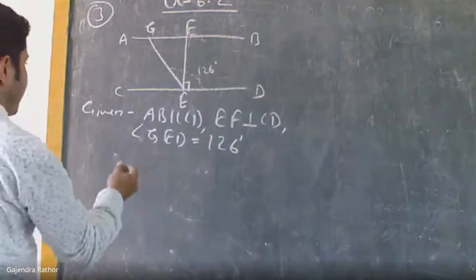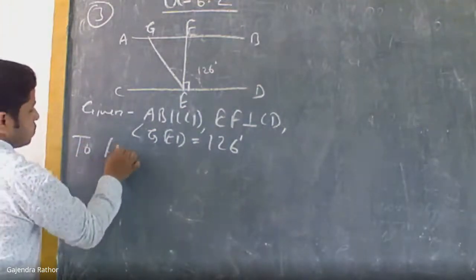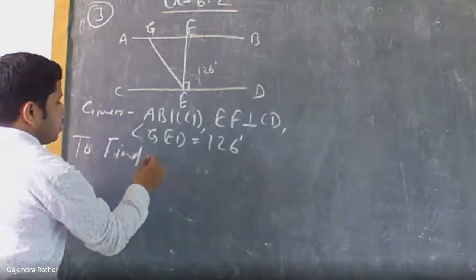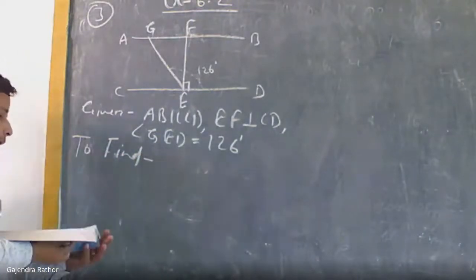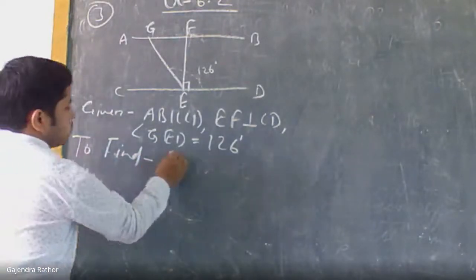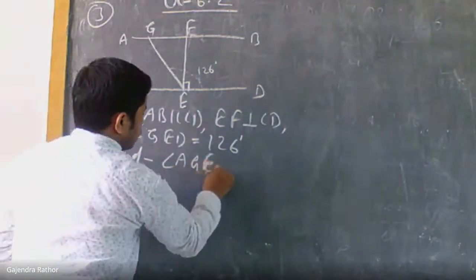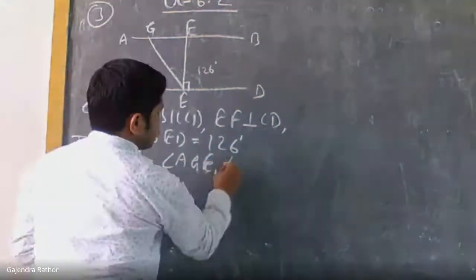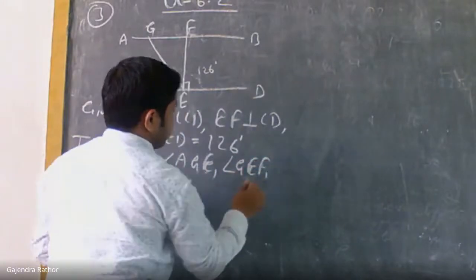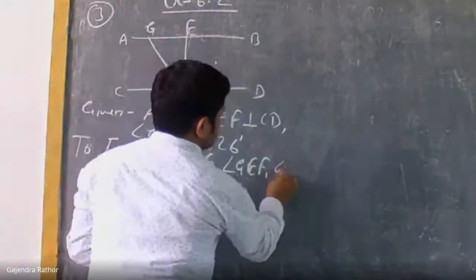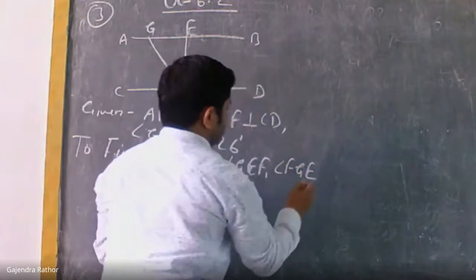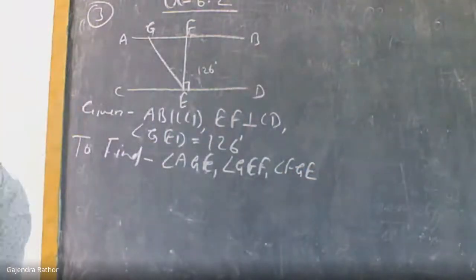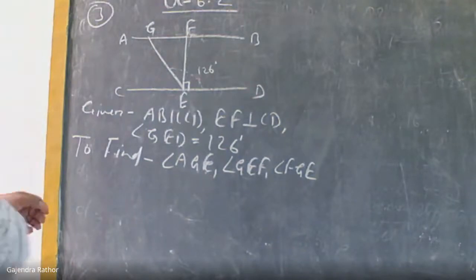Then after that, we have to find the three values. First angle AGE, second GEF, and the third is FGE. Okay, so now by observing the figure we will find out these values. So all of you first observe the figure. How can we find these values?